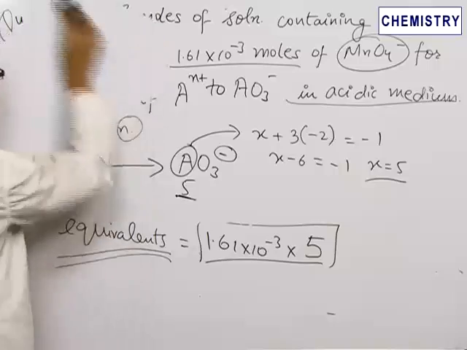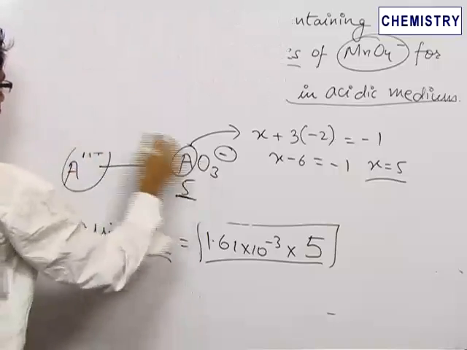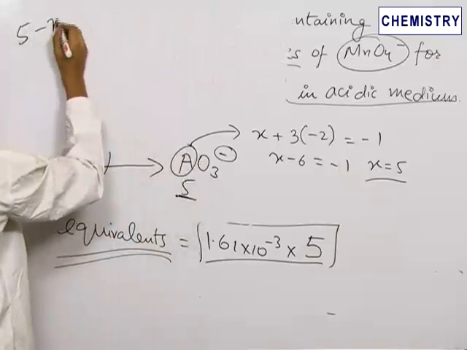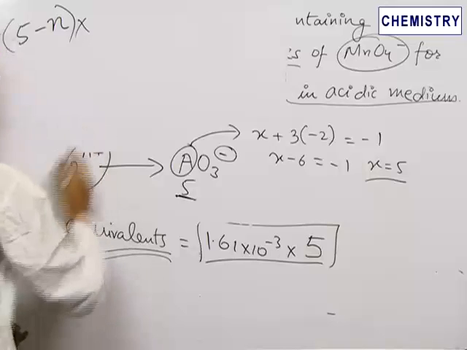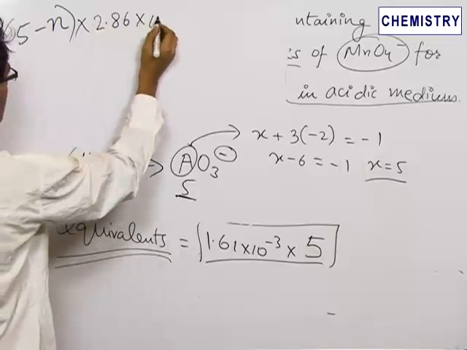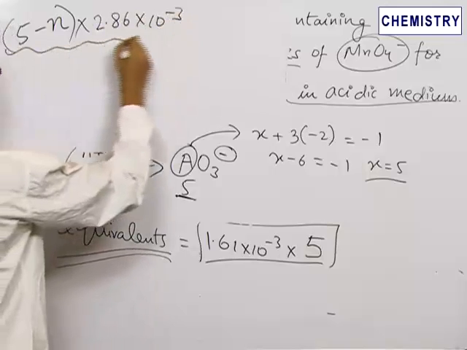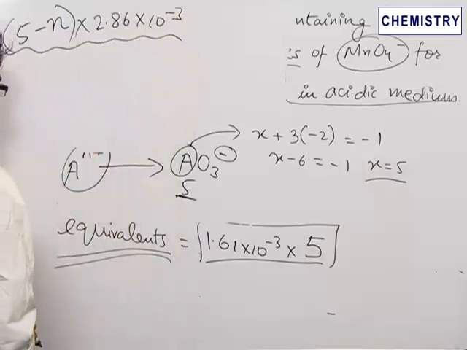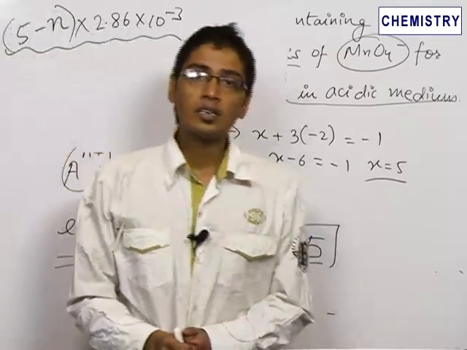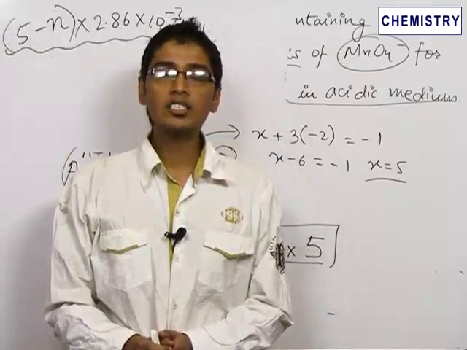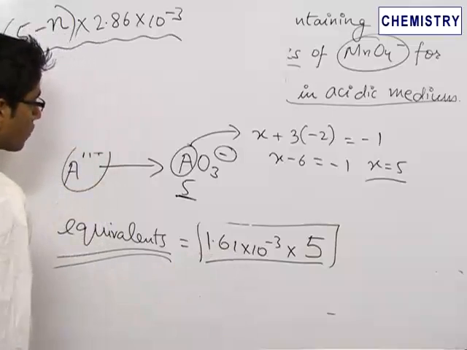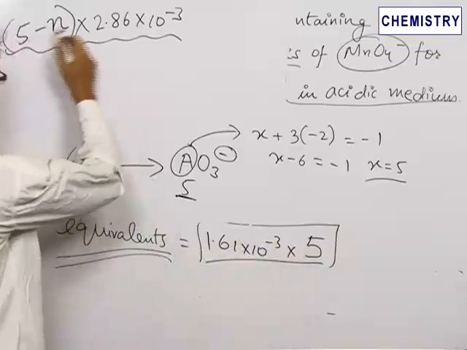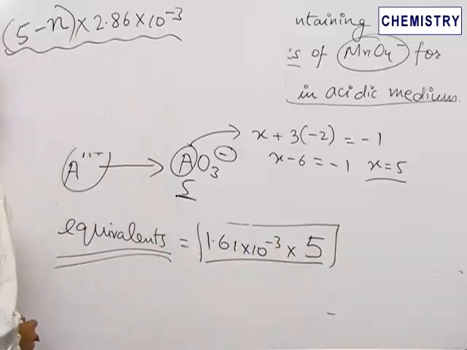So now what we do is, the number of electrons which are getting transferred in this equation is 5 minus n. The number of electrons into the moles of A^n+ is 2.68 into 10 power minus 3. So this is equal to the number of equivalents of A^n+, which is getting oxidized. Now in any redox reaction, number of equivalents of the oxidizing agent is equal to the number of equivalents of the reducing agent, and hence we get 1.61 into 10 power minus 3 into 5 equals 5 minus n into 2.68 into 10 power minus 3.